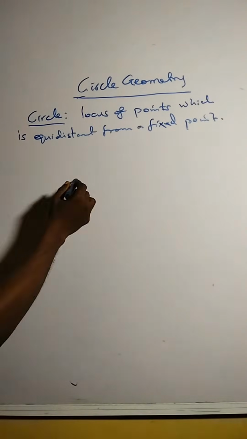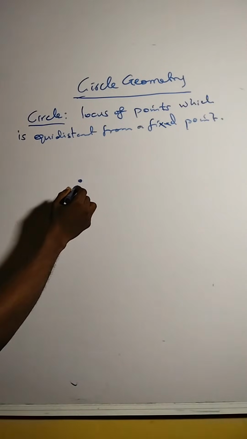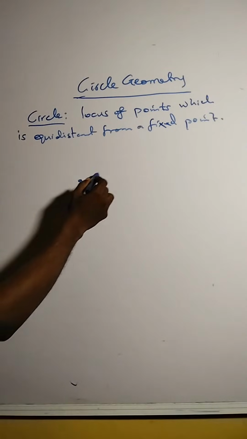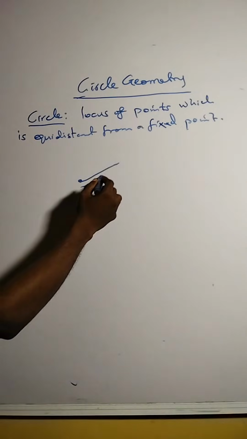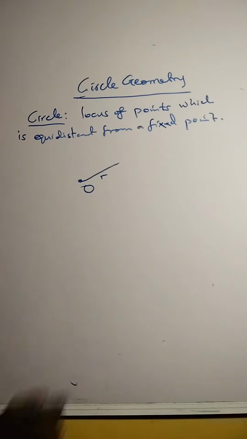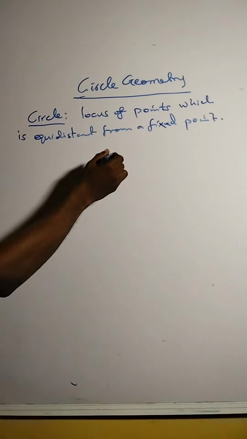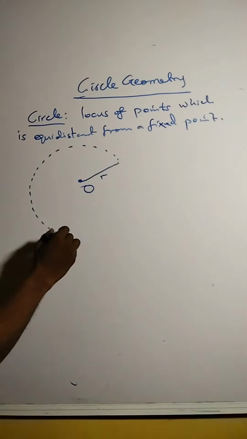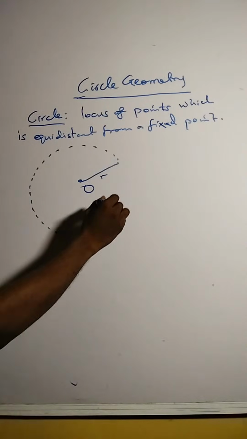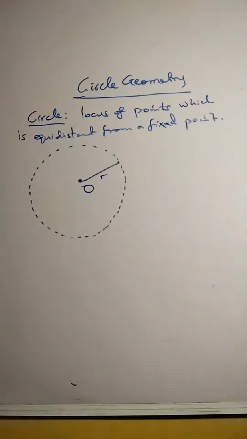Then when we look at that, we have a fixed point, let's say point O, with a distance. And this distance can be anything, usually denoted as R. And the locus of a point moving, which is equidistant from this fixed point, is what is called a circle, okay?